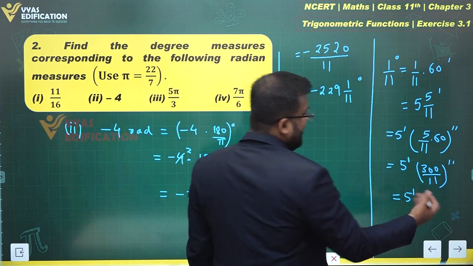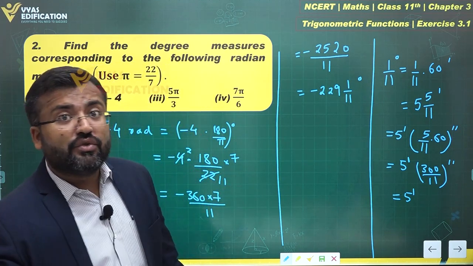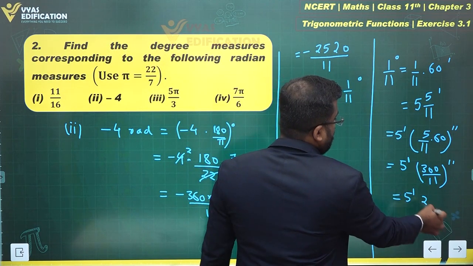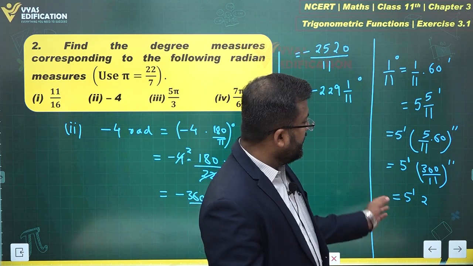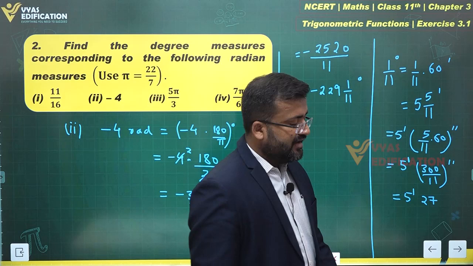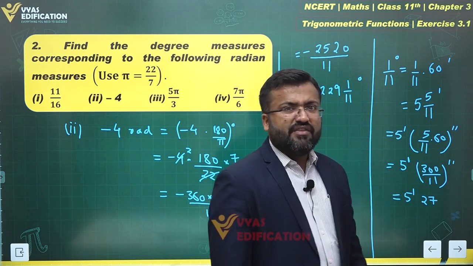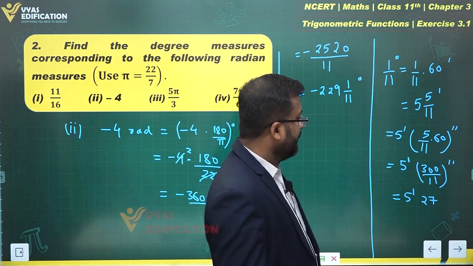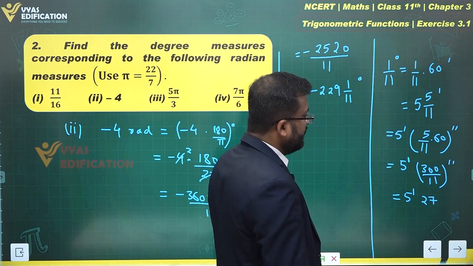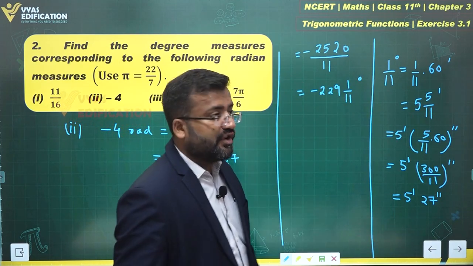5 minutes is okay. In terms of seconds, is there any smaller unit than seconds? Yes, there are milliseconds and all, but then we are not going into those details. We'll solve up till seconds. So 11 times 2 is 22, and you have 80 after that. 80 will be 77, 3 remains, right? So 30 upon 11 would be again 2 something. So this 27 will repeat, I suppose. This is 27 seconds on rounding off.